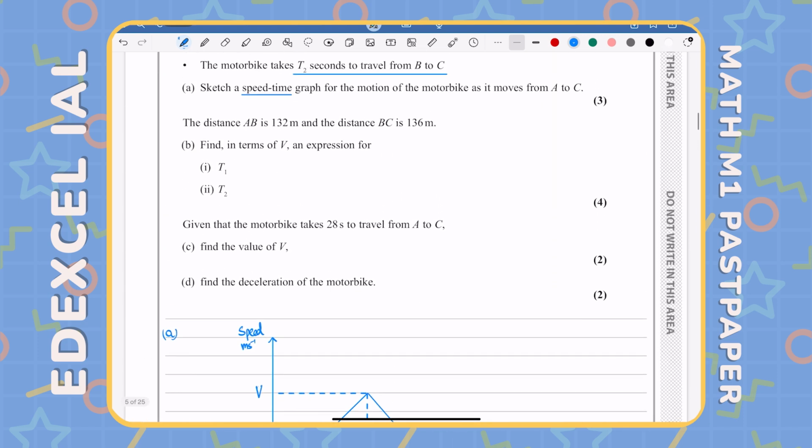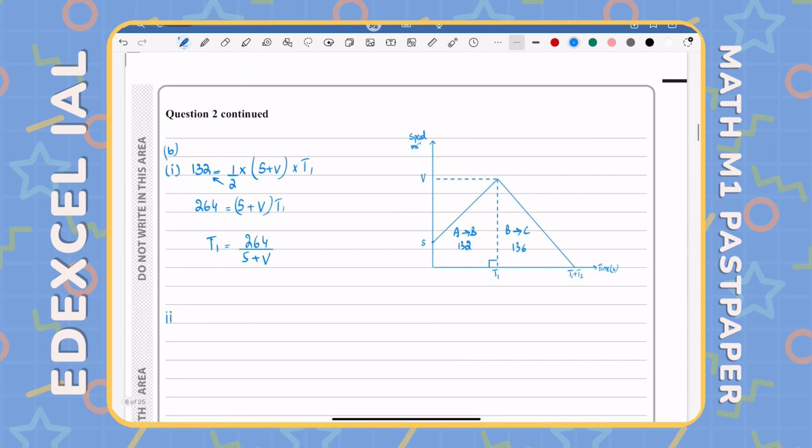Part 2 says, once again, we have to find an expression for v, but this time we have to find an expression for t2. Remember I said earlier that this duration is t2. This will come in handy.